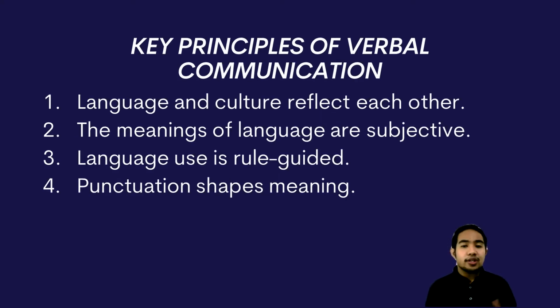So, how does language work? Let us look at some key principles of verbal communication. First is that language and culture reflect each other. So, communication reflects cultural history, values, and perspectives. And it also creates or reproduces culture by naming and normalizing practices valued by that culture. Communication also changes cultures by naming things in ways that alter understandings. An example of this is that language and communication are tools that social movements use to change cultural life and meanings.